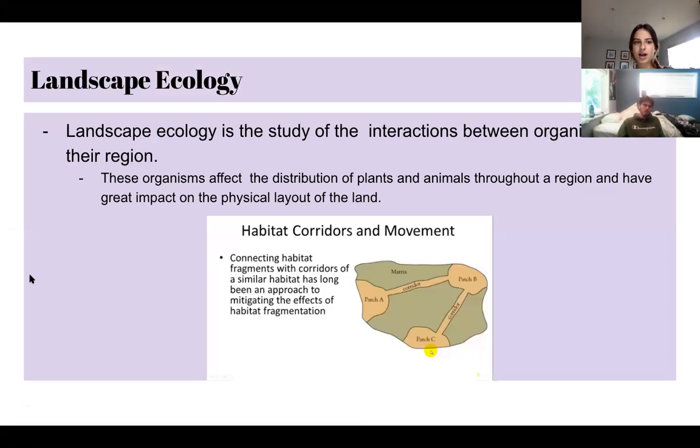Okay, and so the first type of ecology is landscape ecology, and it's a study of interactions between organisms within their region. So kind of how organisms affect the distribution of plants and animals throughout a region, and basically how they impact the layout of their land.